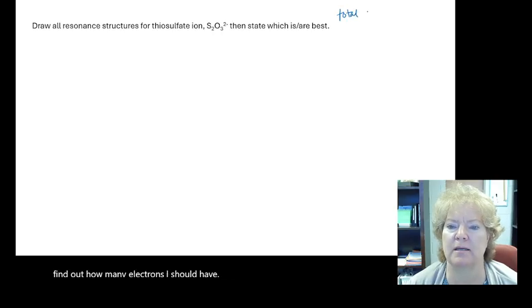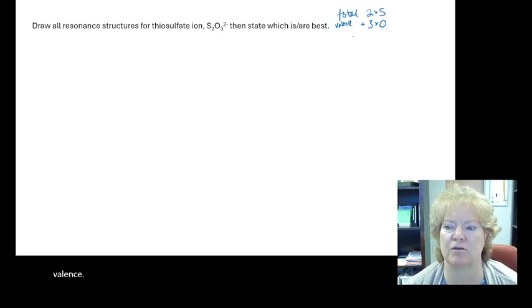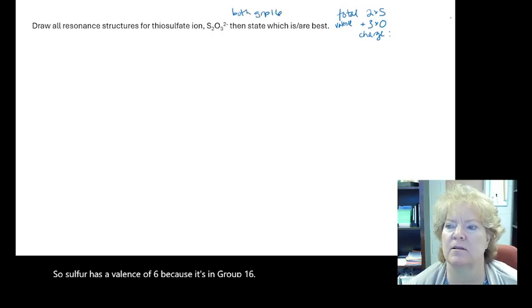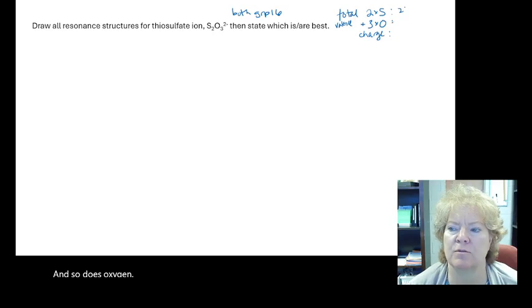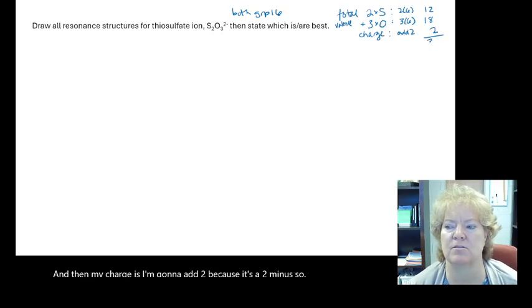So my total should be 2 times S plus 3 times O. This is the total valence, so I'm looking for my valence, and then I have my charge. Sulfur has a valence of 6 because it's in group 16, and so does oxygen. So this would be 2 times 6, which is 12. This is another 3 times 6, that's 18. And then my charge is, I'm going to add 2 because it's a 2 minus. So this is going to be 20, so this is 32.